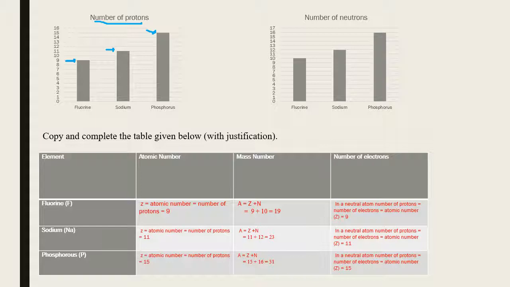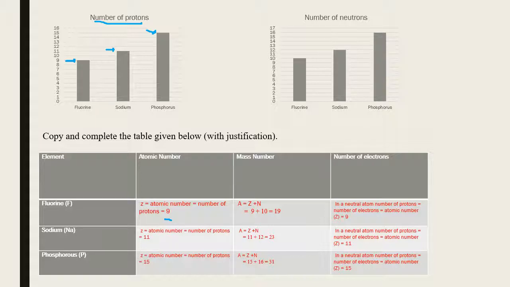Mass number. How do we get the mass number? Remember the equation A equals Z plus N. A is the mass number, Z is the number of protons, and N is the number of neutrons. Remember, what has mass is the protons and the neutrons. So Z is the protons and N is the neutrons. Combine them, this is the mass number. So what is Z? What's the number of protons? We just worked it out here, it is 9.